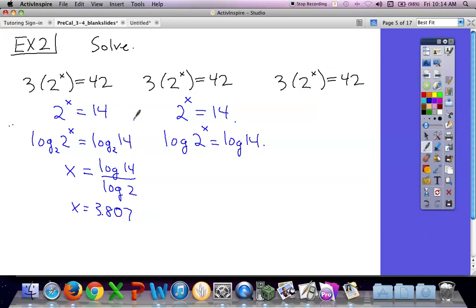The exponent is x. What can I do with it, John? Put it in front, right? I can move this to the front. So now I've got x log 2 equals log 14. Now I'm trying to solve for x, so I divide both sides by log 2, right? So x equals log 14 divided by log of 2. And it's the same thing as a change of base.